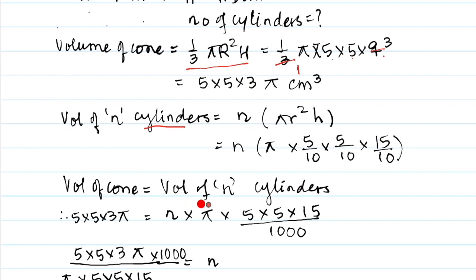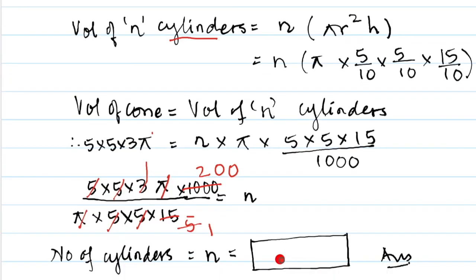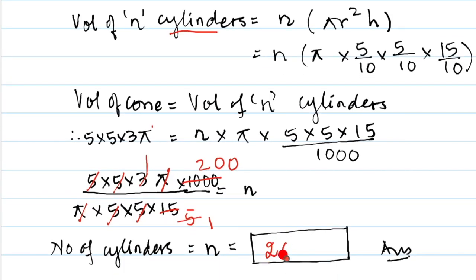Now the volume of the cone and volume of n cylinders, they are going to be same. So we equate them and we write these numbers as we got them here, and then we cancel pi and pi. We transfer all these quantities to that side, and then pi and pi get cancelled, 5 and 5 get cancelled, 3 ones and 3 fives, and we have 5 goes 200 times here, correct? And the number of cylinders we will have as 200, and that's our answer.